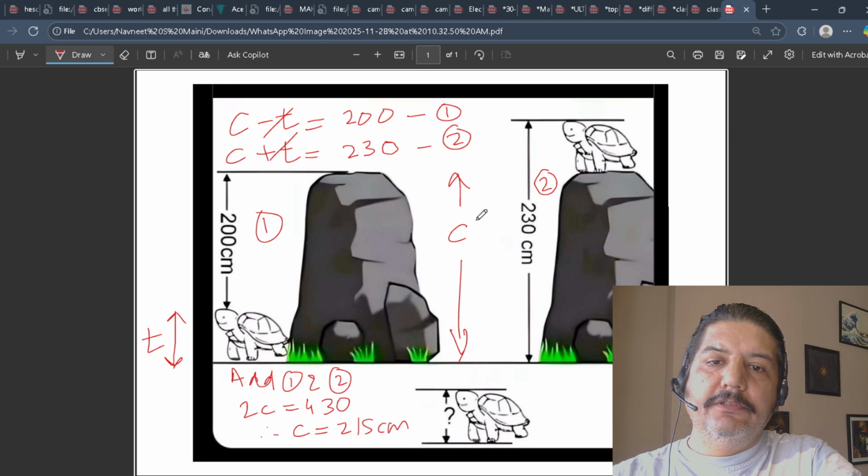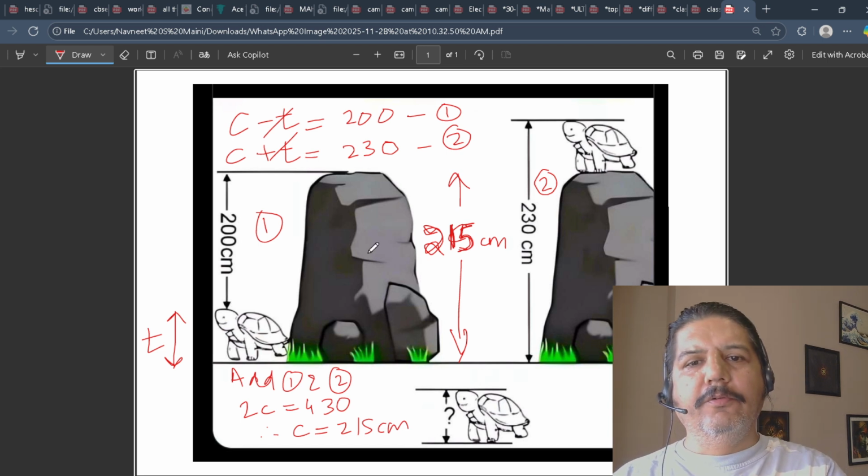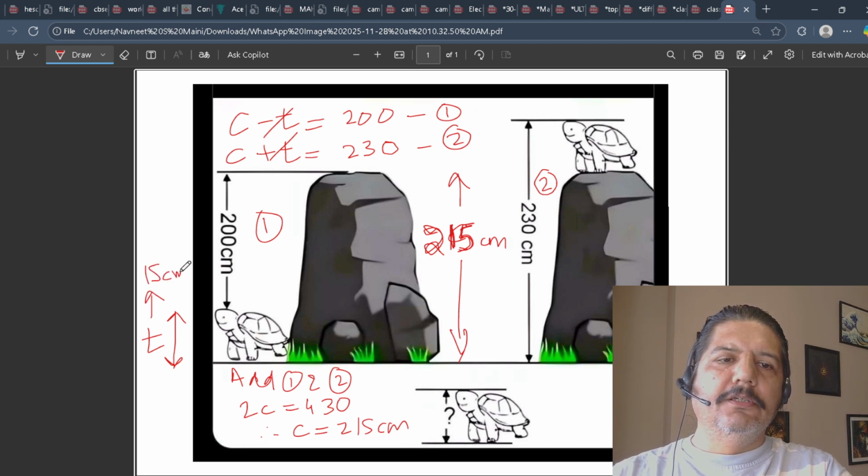So this cliff is 215 centimeters. And now you can understand. You look at this figure, it is very obvious that this is 215 centimeter. This is 200 centimeter. So the height of the tortoise would be 15 centimeter.